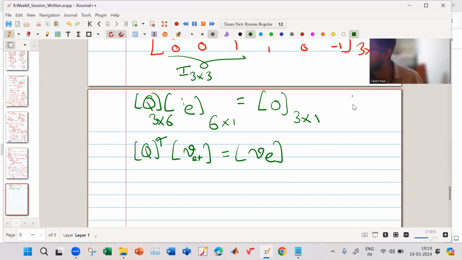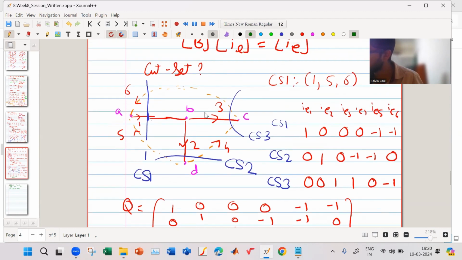Sir, can you please explain how you took the elements in the first cut set 1? The signs I'm getting confused. This cut set 1, right? Okay. This is my cut set 1. My main thing is my twig. Which is my twig? Between A and B. That is my twig 1, right?